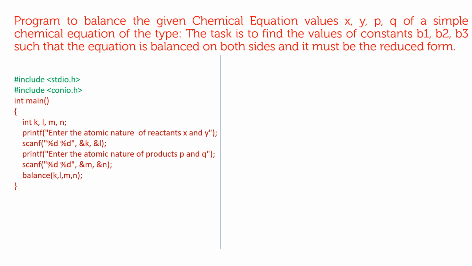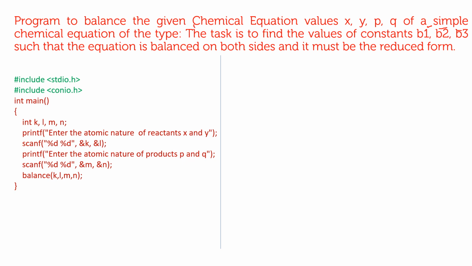Program to balance the given chemical equation, given the values x, y, p, q of a simple chemical equation of the type. The task is to find the values of constants B1, B2, B3 such that the equation is balanced on both sides and it must be in the reduced form.